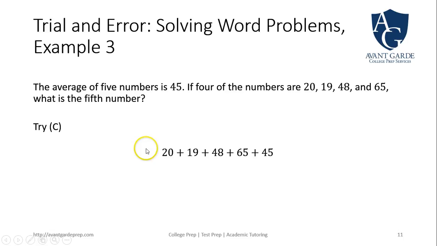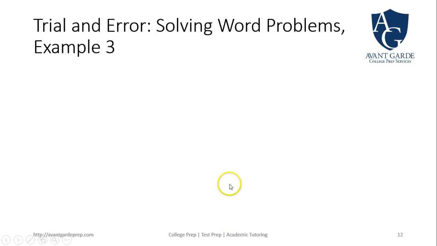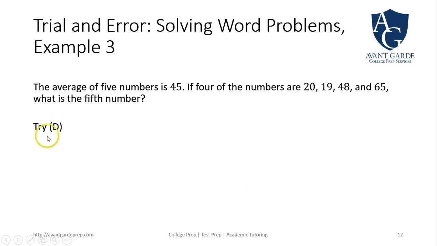So if we use answer choice C, we get 20 plus 19 plus 48 plus 65 plus 45 equals 197. Well, 197 divided by 5 is 39.4, which is not 45, the average we need. So this is not correct. And we have to look at this: do we need a larger number or do we need a smaller number? In looking at this, we determined that we needed a larger number because 39.4 was not 45 and we needed something more to get us there.